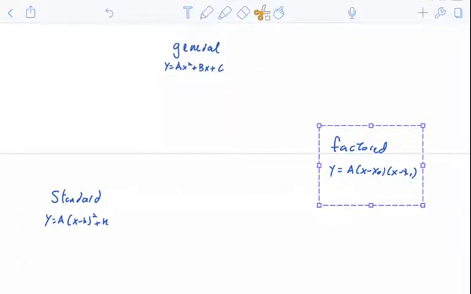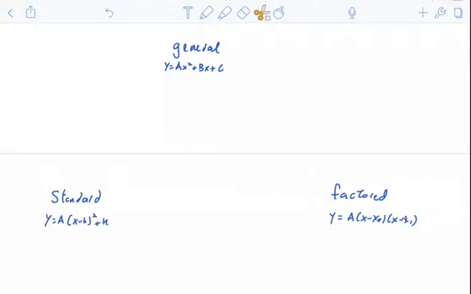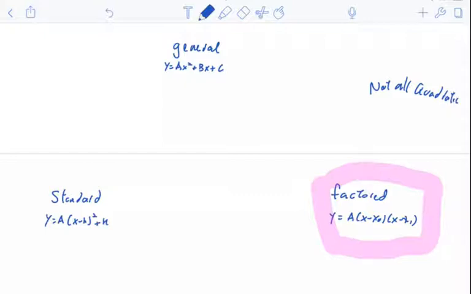Before we go on, I want you to remember a lesson we talked about in the factored form. Not every quadratic can be turned into the factored form, right? So some of them do and some of them don't. Whether or not they do has to do with whether or not the function has roots. Okay? All right.